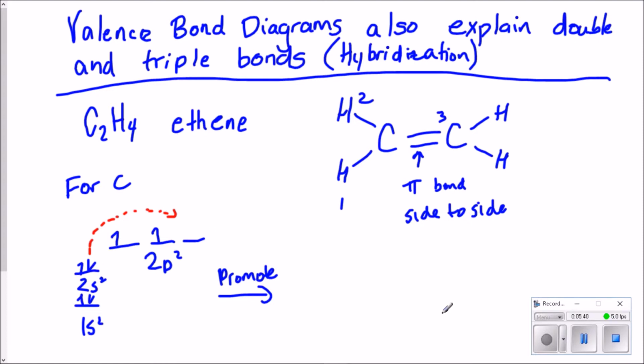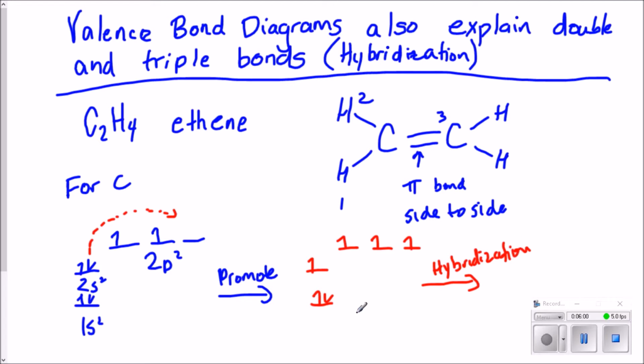So let's start by making sure that we can do 4 bonds. So we promote an electron up. We now have 4 bonds available, but 1 is an s and 3 are p's, and we need to know that if we're going to hybridize, in this case we're going to just do sp2 hybridization because we need to bond to 3 separate atoms.